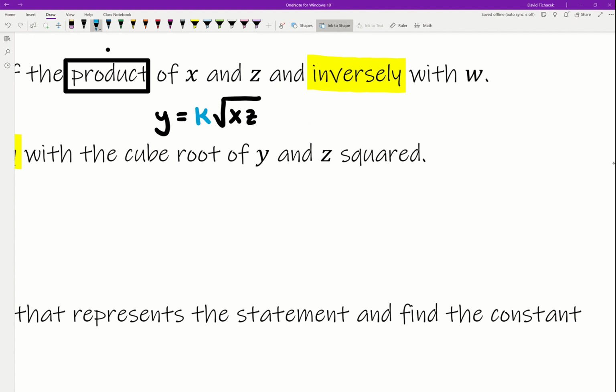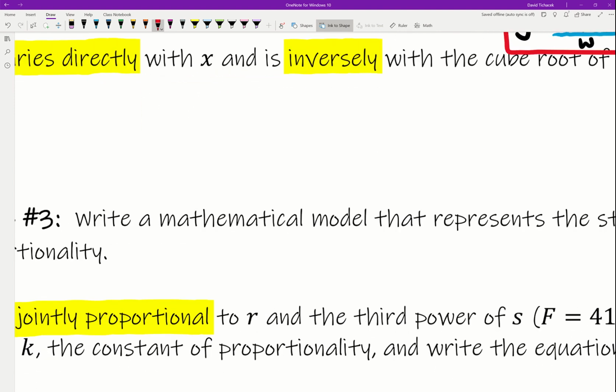And so to finish off our model, I might just go ahead and say here divided by w, and that would complete the model. Okay, so y is equal to k times the square root of x times z, all divided by w. All right?